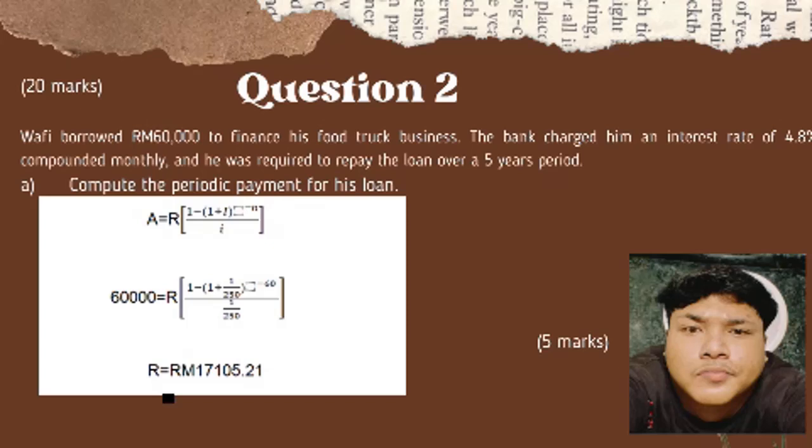So here the formula. A equals to R[1 - (1 + i)^(-n)] over i. So 60,000 equals to R[1 - (1 + 1/250)^(-60)] over 1/250. So the answer of R is RM1,126.78.